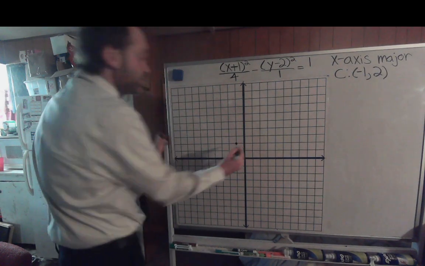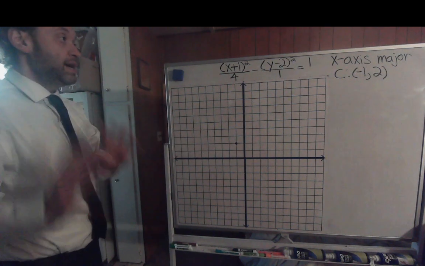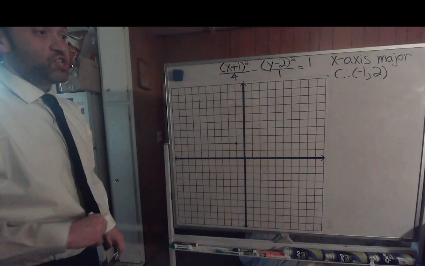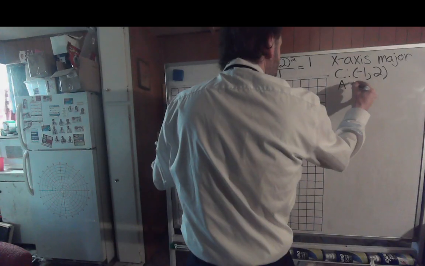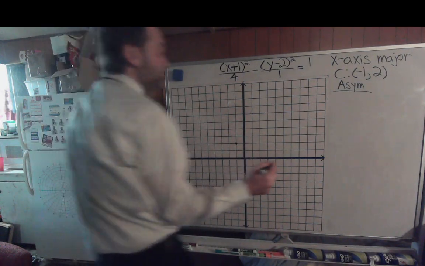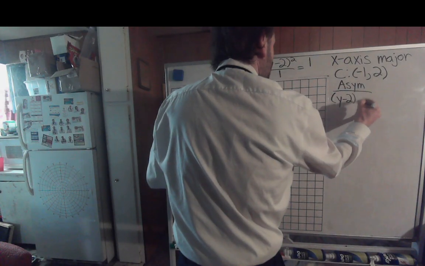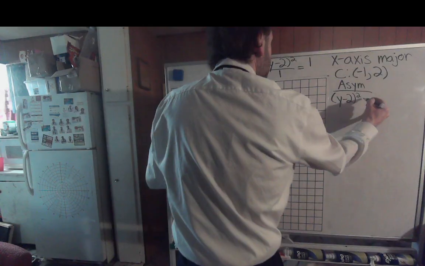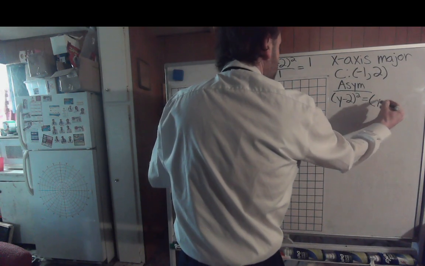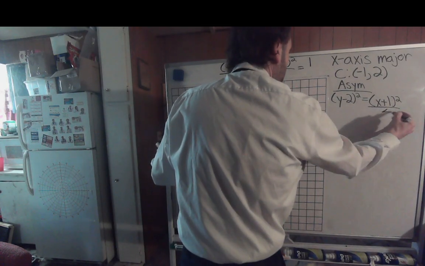There's the center for this hyperbola at negative 1, 2. Now, next thing I suggest is we find our asymptotes. The asymptotes, of course, are always going to travel through the center. Now, take that y minus 2 squared, set that equal to your x plus 1 squared all over 4.